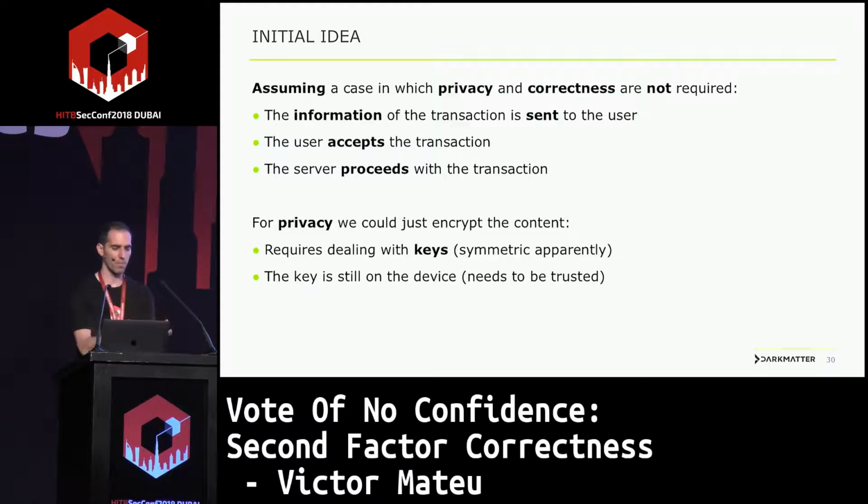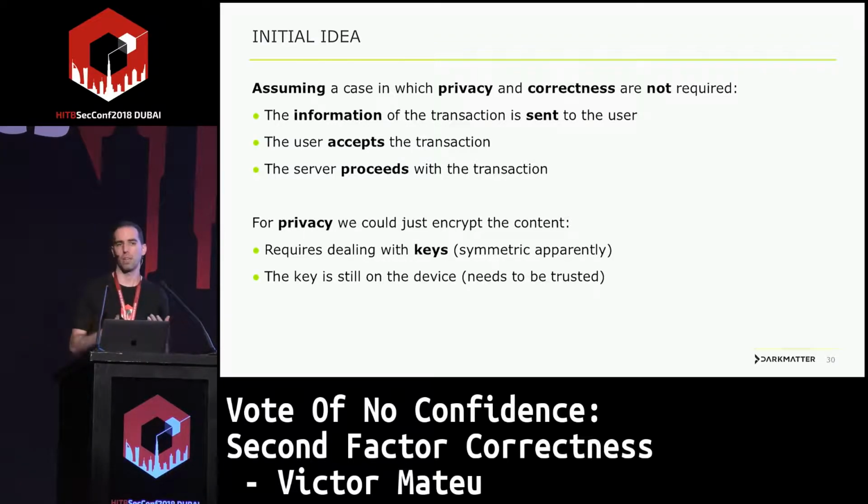You will just send the information of the transaction, and the user will accept the transaction, right? And then the server would proceed with this transaction. This is basically what they were doing wrong with second factor authentication, right? You just give all the information and he agrees on this information. Let's just say that now we want to add privacy, because the main problem of this approach was that we were leaking privacy, right? So instead of just sending the message, what we will do is encrypt the content.